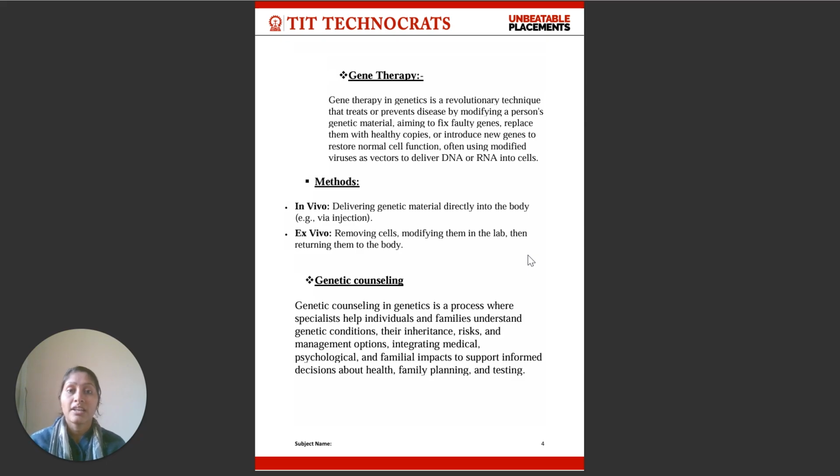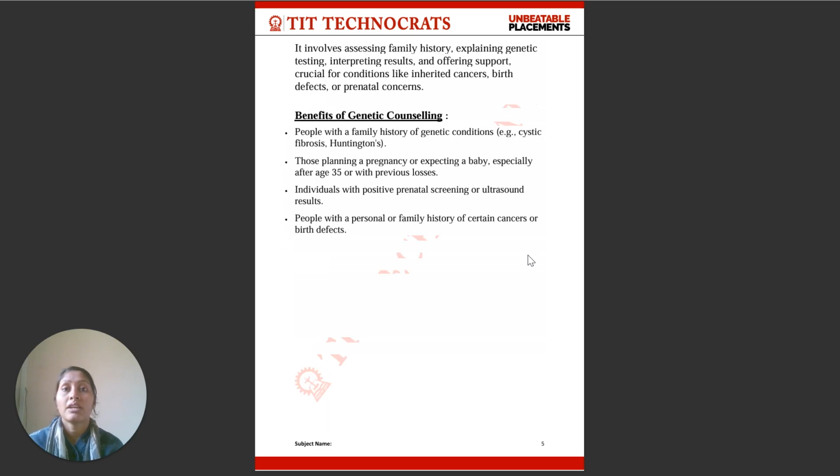The next is genetic counseling. Genetic counseling in genetics is a process where specialists help individuals and families understand genetic conditions, their inheritance risk, and management options, integrating medical, psychological, and familial impacts to support informed decisions about health, family planning, and testing. It involves assessing family history, explaining genetic testing, interpreting results, and offering support, crucial for conditions like inherited cancers, birth defects, or prenatal concerns.